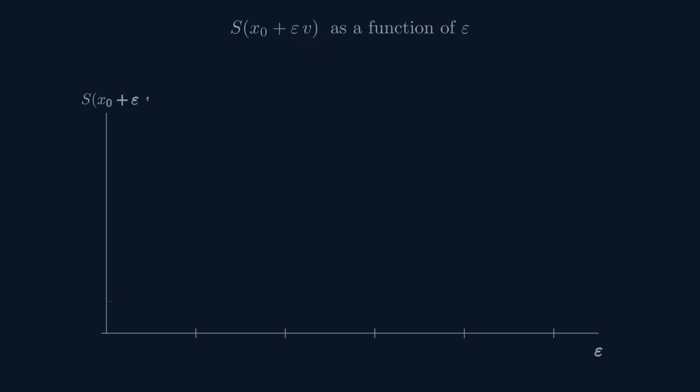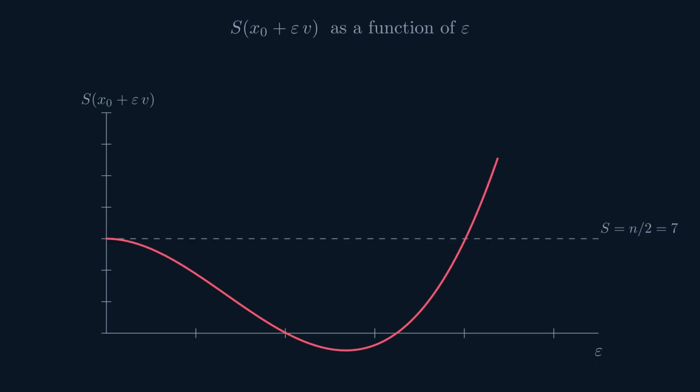And here it is. Walk from x0 along the combined direction v and watch the cyclic sum. Start at 7, dip, rise again. The minimum sits just below 7. That is the counterexample, live.